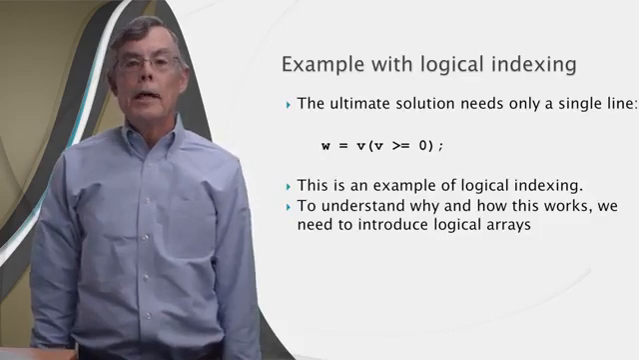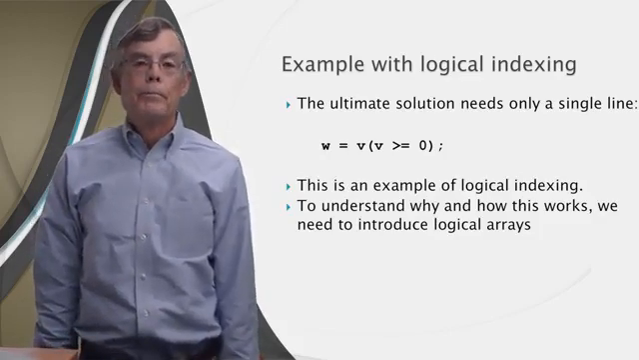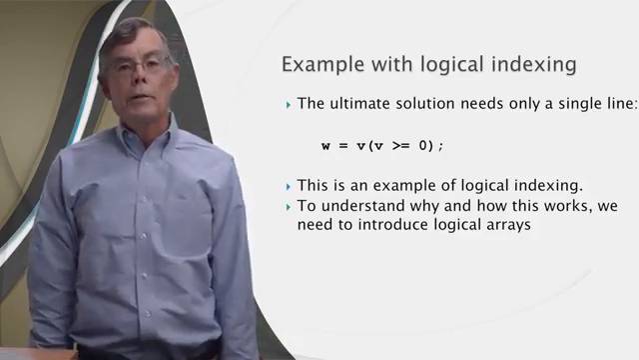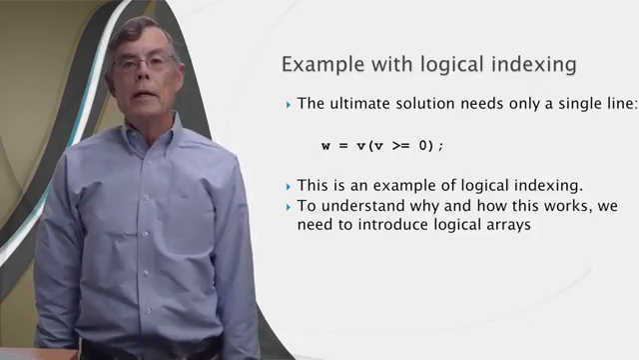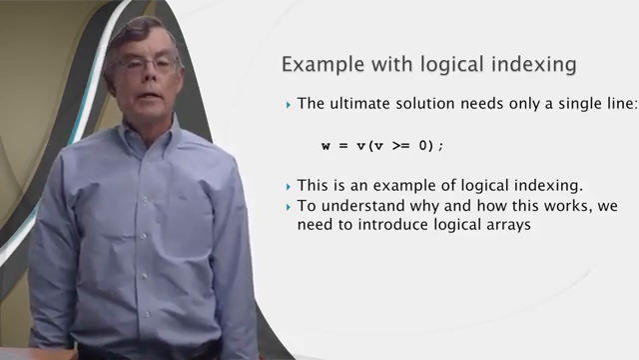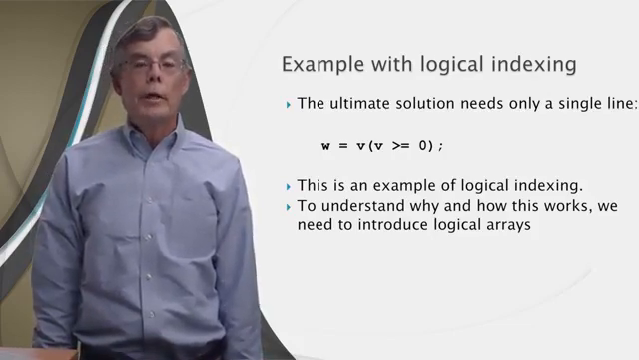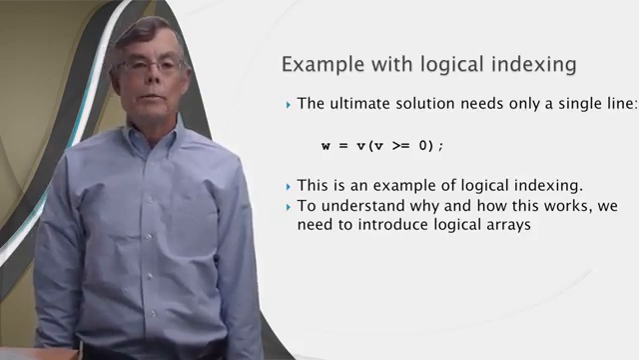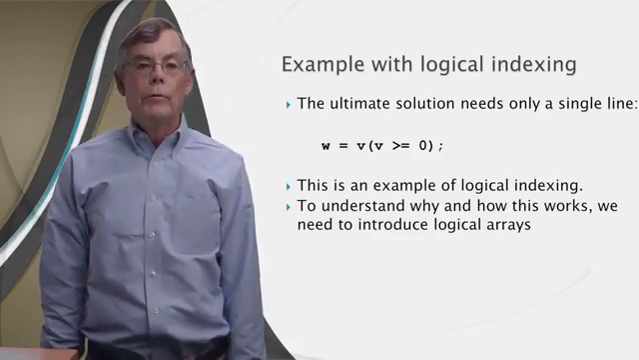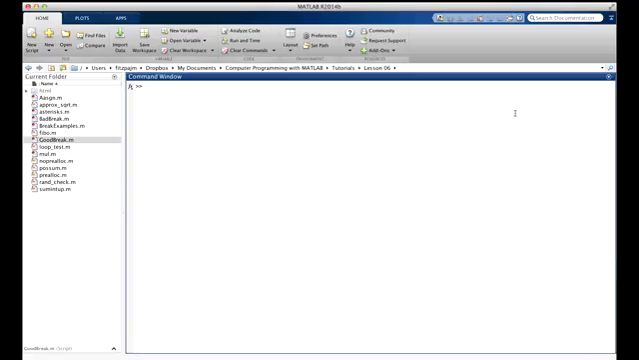I'll admit that this syntax looks a bit unusual. This is an example of logical indexing, and it definitely needs some explaining. But what it says is that the elements of w are set equal to the elements of v wherever those elements are greater than or equal to 0. In order to understand how it works, though, we first need to look at logical arrays. We've actually seen logical arrays already. We just didn't call them that.